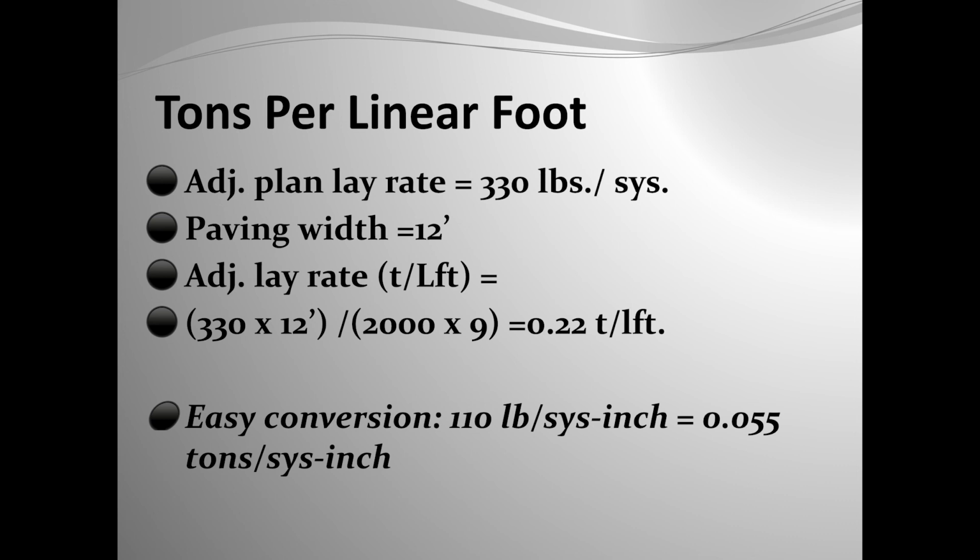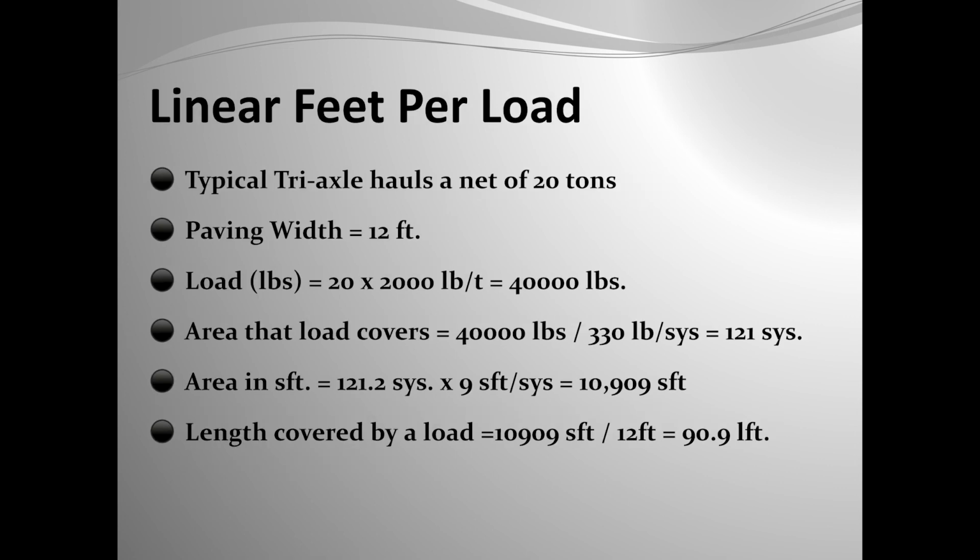All right, so then they just had a note here that an easy conversion to remember is that 110 pounds per square yard per inch is equal to 0.055 tons per square yard per inch. And again, remember that's for a limestone mix with an MAF around 1. This is the linear foot per load. This might be the easiest one of all because you know that a load is 20 tons at 2,000 pounds per ton. That's 40,000 pounds total.